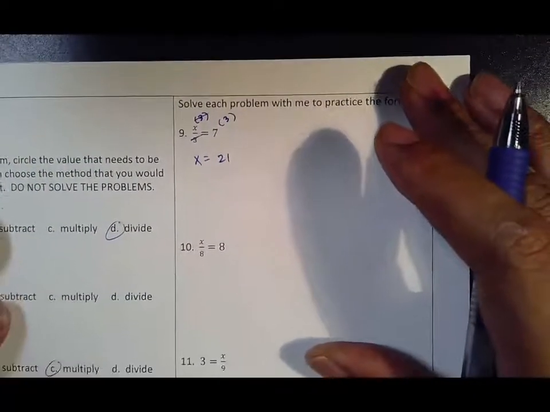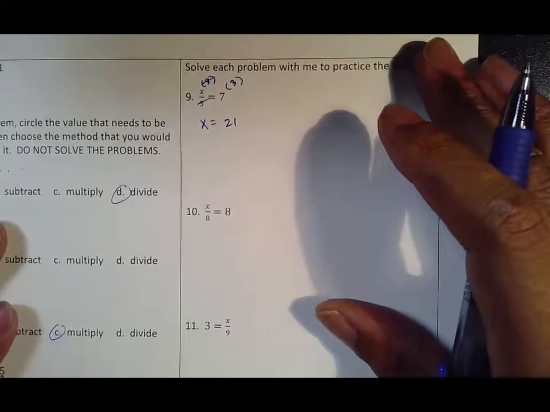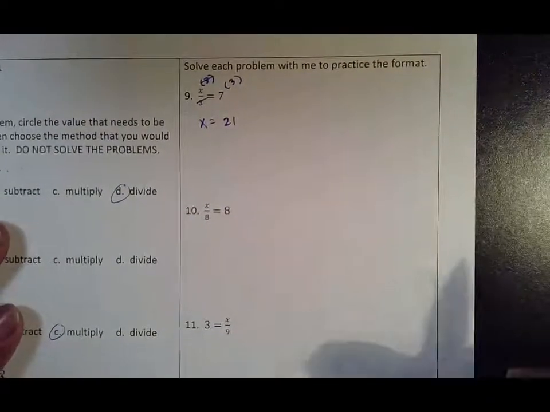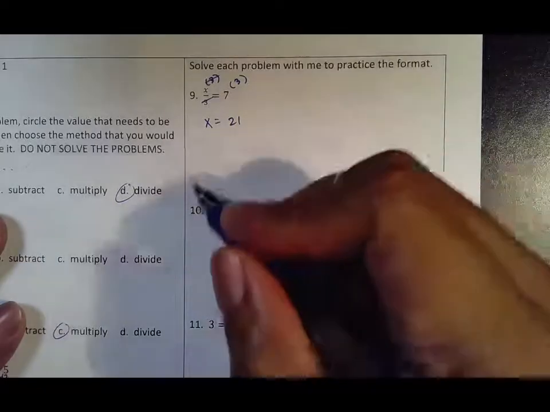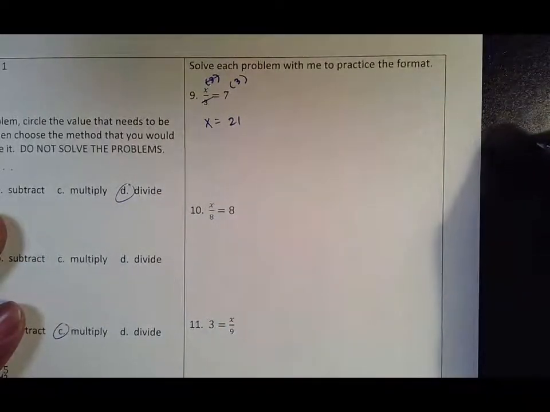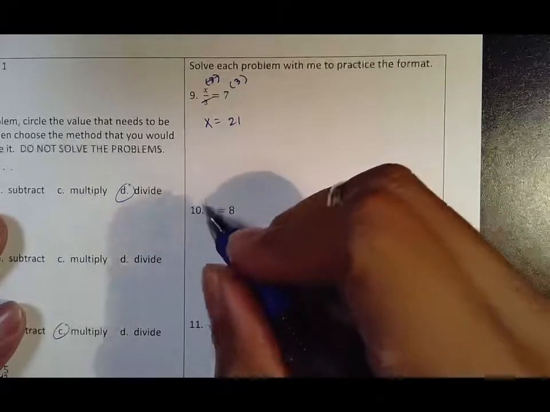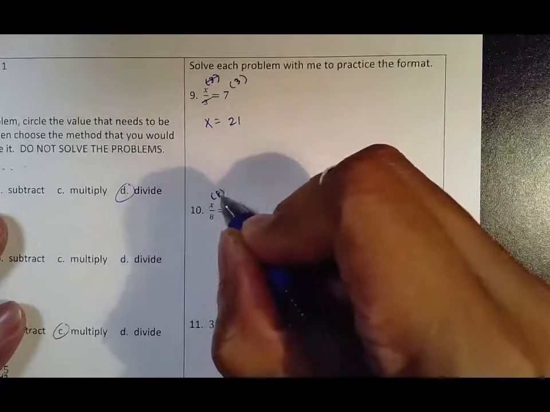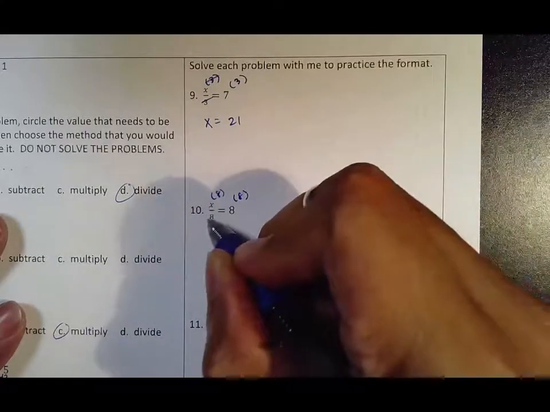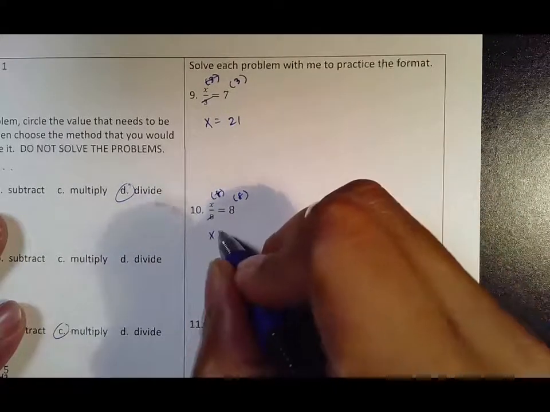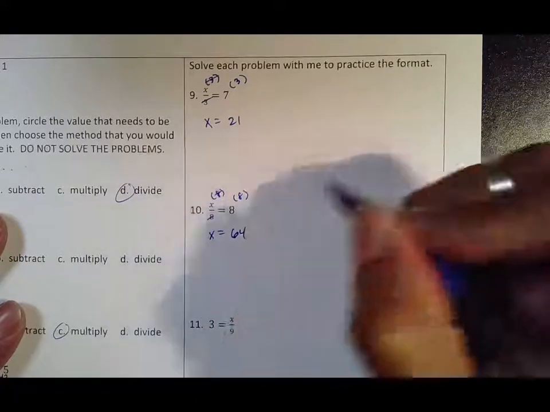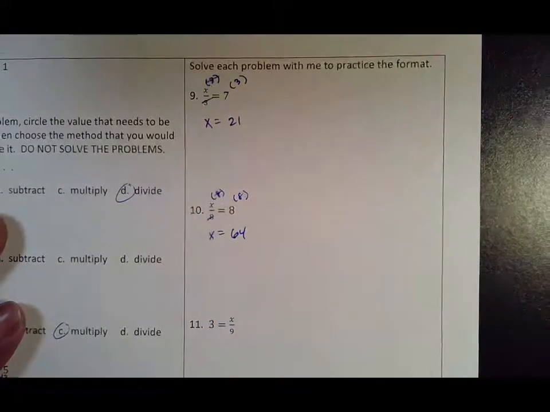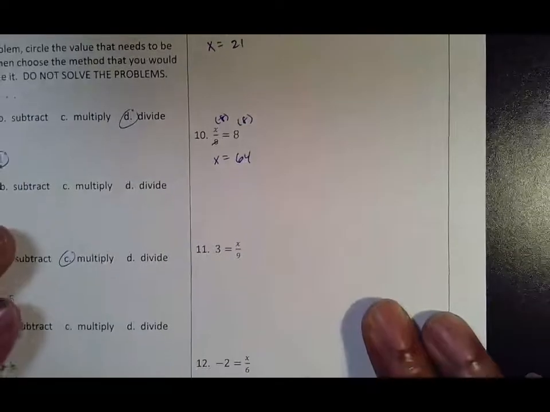If you're looking at number 10, and again, if you want to try it, just pause the video, try it out, and see if you get it right. You actually learn more from messing up anyway. So x over 8 equals 8. This is x divided by 8. This has to go, so we're going to multiply by 8. 8 divided by 8 goes away, bringing down x. 8 times 8 is 64. I think we're learning that this week as we wrap up our multiplication facts.